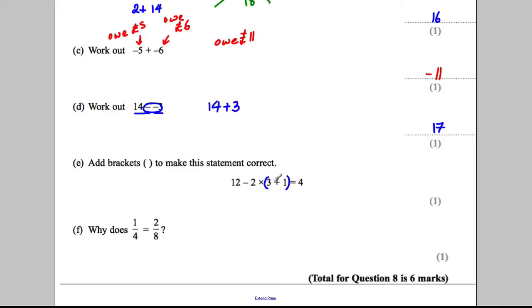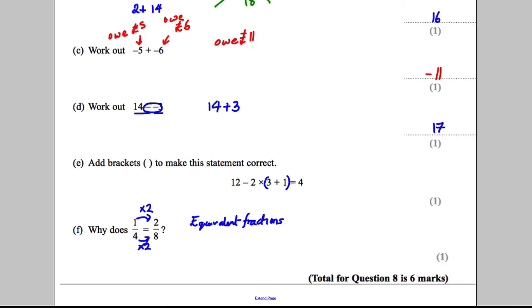Lastly, why does 1/4 equal 2/8? Well, there are different ways of explaining this. You could use the word they are equivalent fractions. And 1, if you multiply that by 2, and if you multiply the bottom by 2, then that shows that.